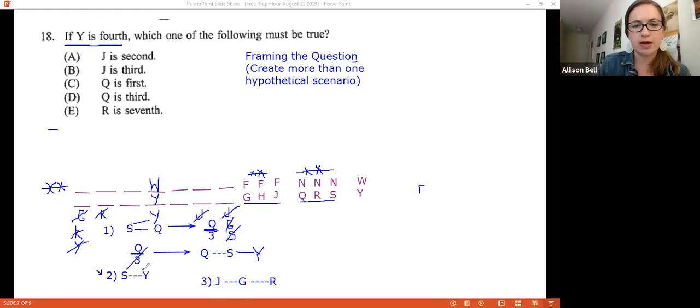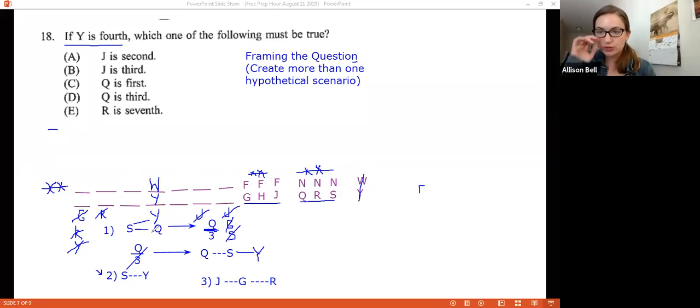Then I want to think about what I know about y. So I know that it's the only one of its kind, so I don't have to worry about another w coming before or after. And I know that s has to come before it. That's kind of all I know, and I don't have much else to go on.